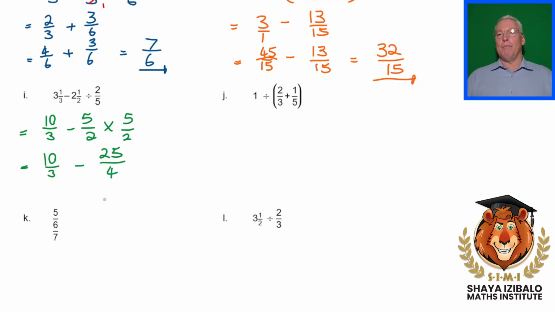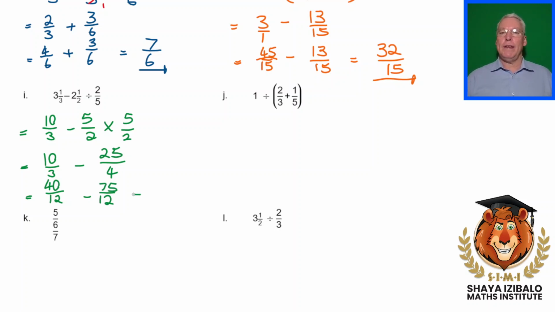Now, we've got a problem because we want to subtract these fractions and they're not of the same type. What do 3 and 4 both go into? They both go into 12, right? So if I want to make this into 12ths and this into 12ths, to get this into 12ths, I must multiply by 4, so I must multiply the top by 4. 40/12. To get this into 12ths, I must multiply by 3. And if I multiply the bottom by 3, I must multiply the top by 3.